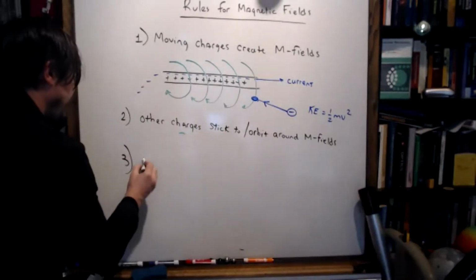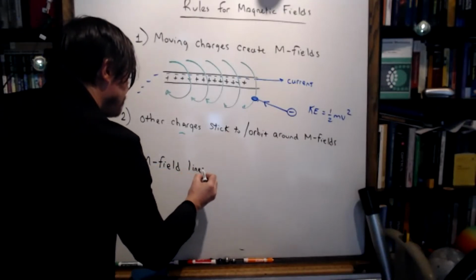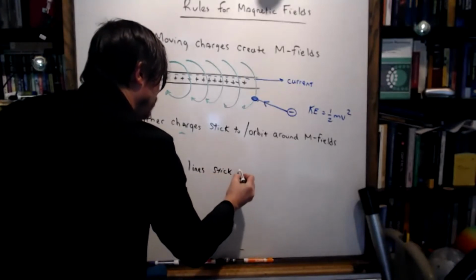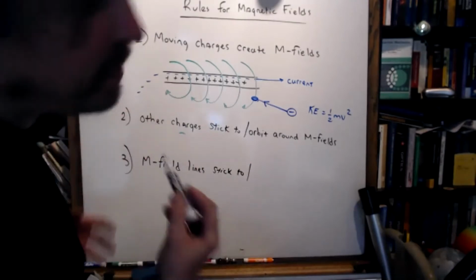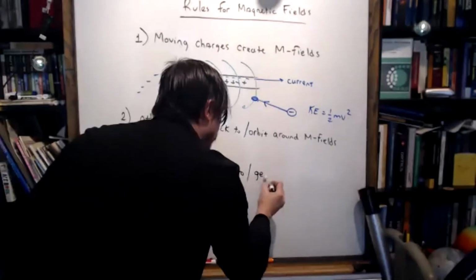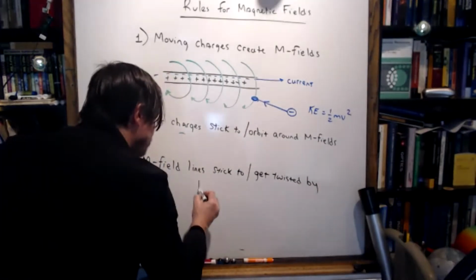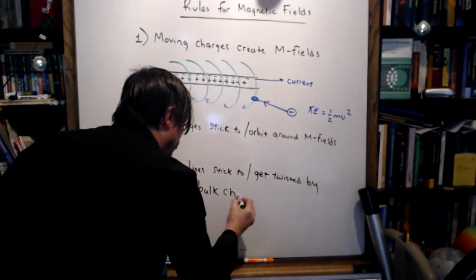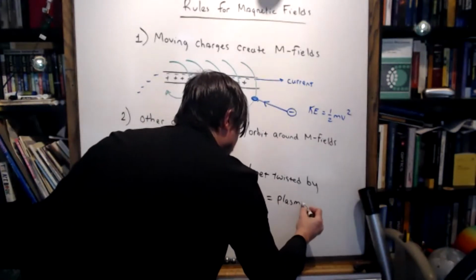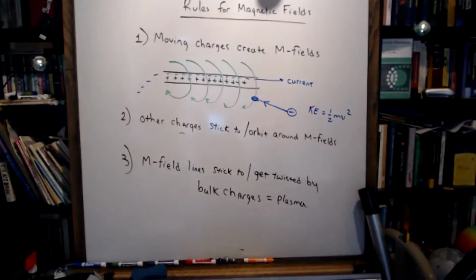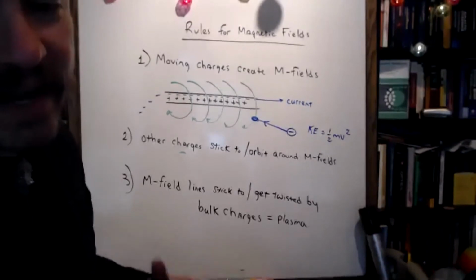Other charges stick to magnetic fields, but also magnetic field lines stick to, and they get twisted by bulk charges in the form of plasma. They stick to and they get twisted by bulk charges, which is the same thing as saying plasma. And here's where you're going to begin to understand the magnetic activity of the sun.